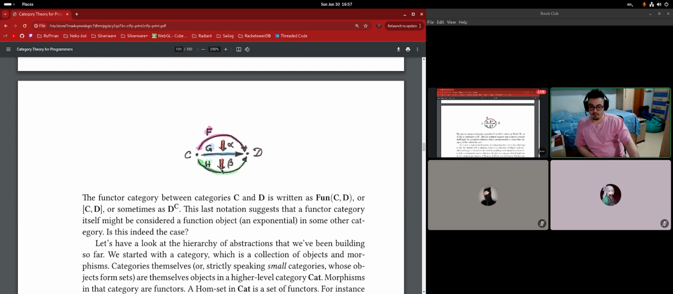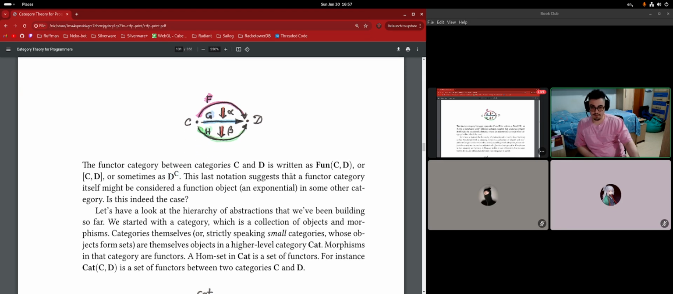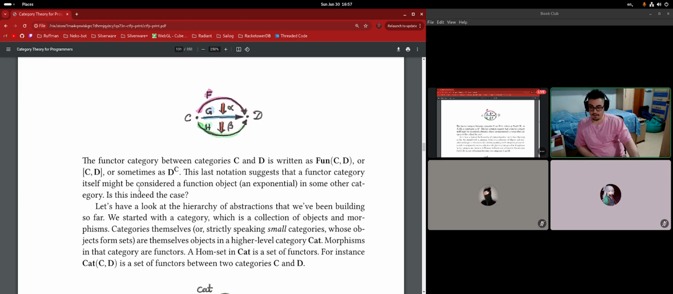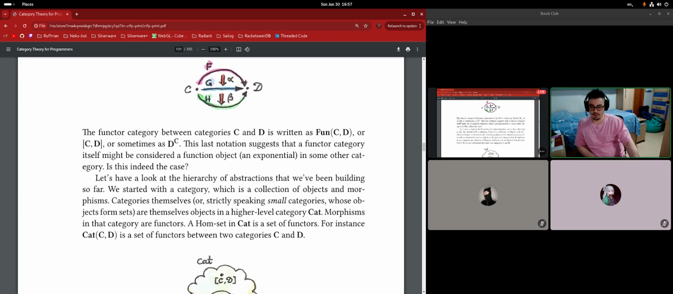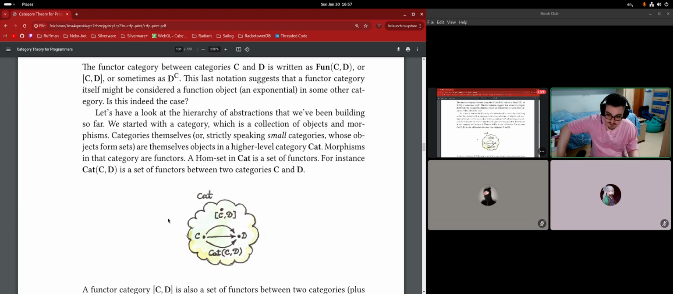So the functor category between category C and D is written like this, with this exponential notation. We started with a category, which is a collection of objects and morphisms. Categories themselves are objects in a higher level category, Cat. We've seen this before as well. Morphisms in that category are functors. We've already seen this before as well. Nothing new. A home set in Cat is a set of functors. For instance, Cat(C, D) is a set of functors between the two categories C and D.